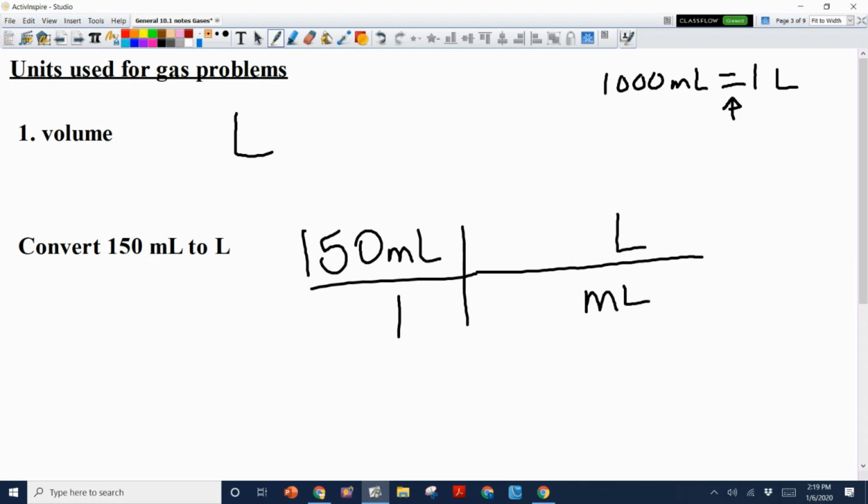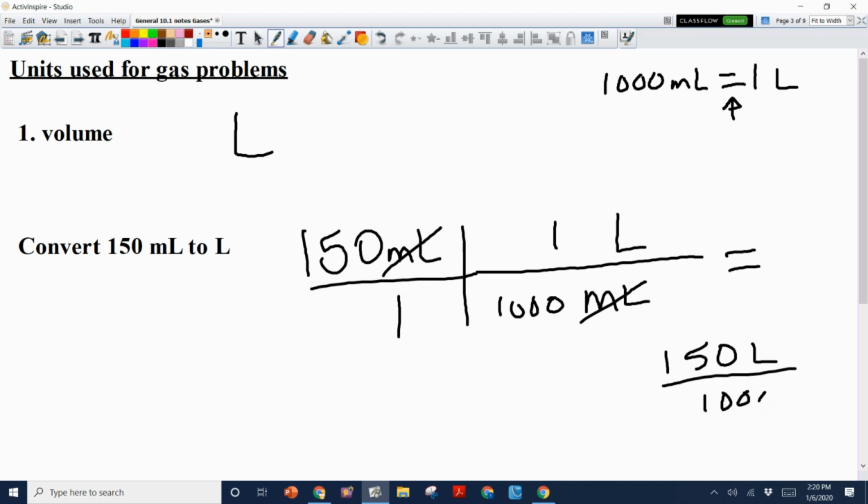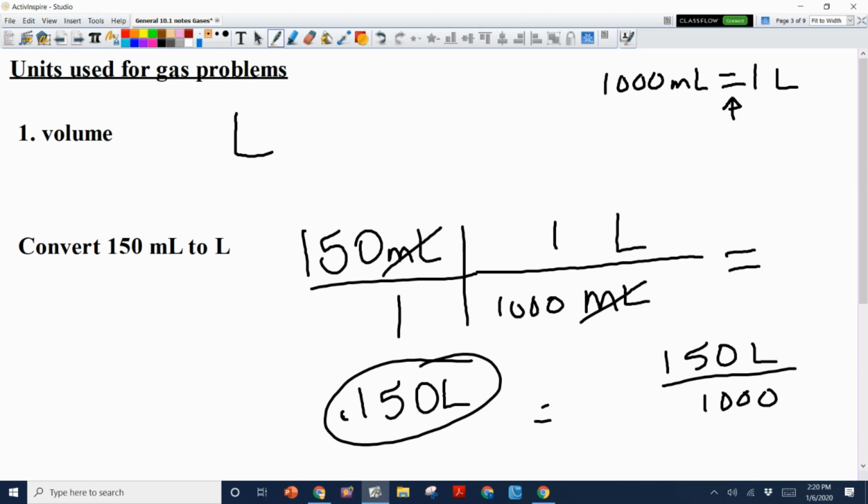Now we're going to fill in our numbers. 1,000 milliliters is equal to 1 liter. Okay, our next step is cancel what you can cancel, which is the milliliters, because remember, what's on top of this conversion cancels what's on bottom. So are we finished? Well, do we have the unit that we want? The answer is yes. So the problem here is 150 liters divided by 1,000. So that's going to be equal to 0.150 liters. Okay, so remember, that's how we do our conversions. So all volumes must be in liters.